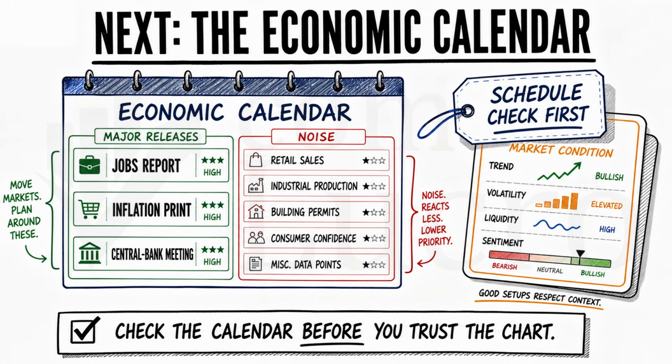And in the next video, we deal with the thing that can override every session rule and every liquidity advantage in a single second: the economic calendar. Which releases matter, which ones are noise, and why a trader checks the schedule before trusting a perfectly good-looking chart.